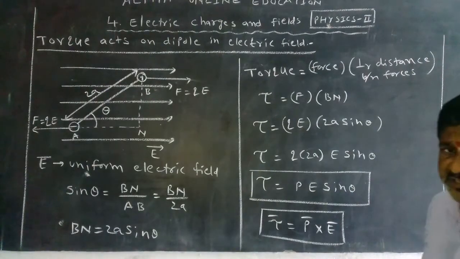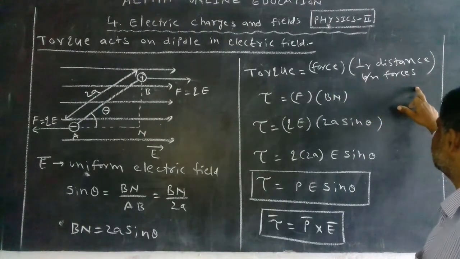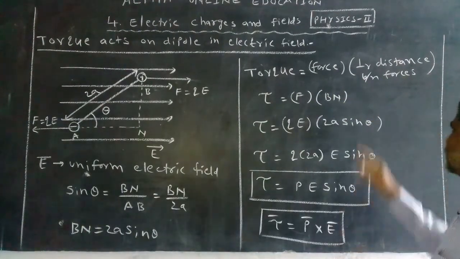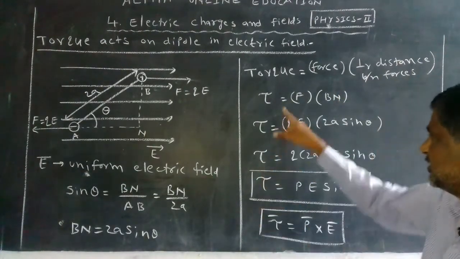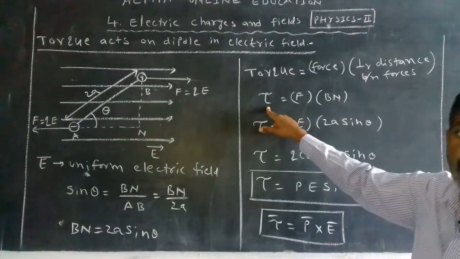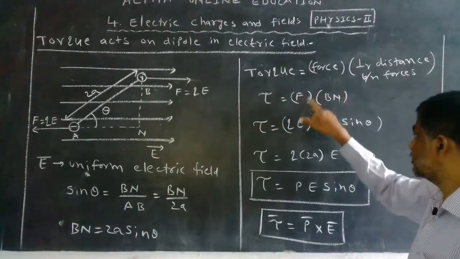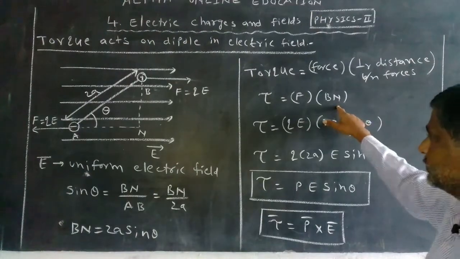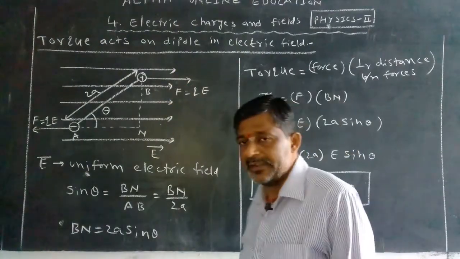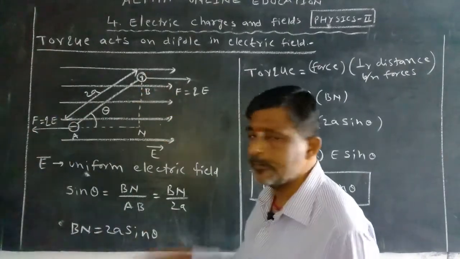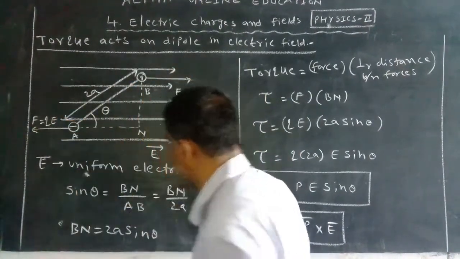Now, what is the mathematical expression for the torque? Torque is equal to force into perpendicular distance between the forces. What is the symbol for the torque? This is called tau. Tau is equal to force F into perpendicular distance BM. For each of these forces, this is the perpendicular distance.